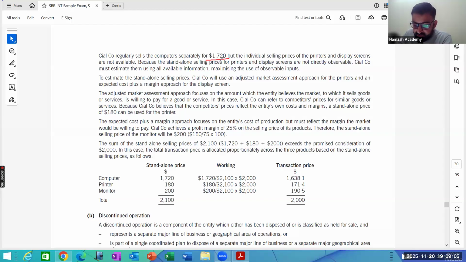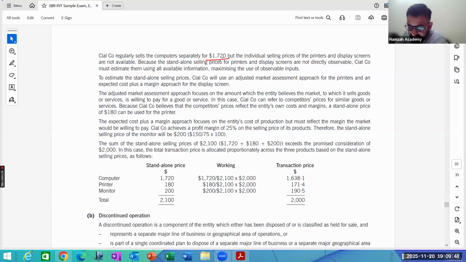Because the standalone selling prices for the printer and display screen are not directly observable, the company must estimate the standalone price. To estimate the standalone selling price, C company will use the adjusted market assessment approach for the printer and the cost plus approach for the monitor. The adjusted market assessment approach focuses on the amount which the entity believes the market to which it sells goods or services is willing to pay for them.